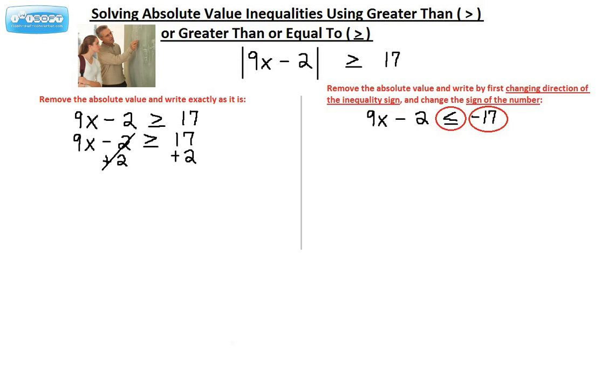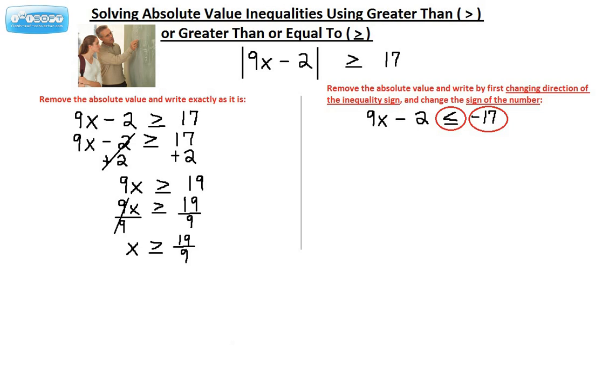First, we add 2 to both sides to get the term containing x by itself. Now we divide both sides by 9 to isolate x. Here is our first solution. X is greater than or equal to 19/9.